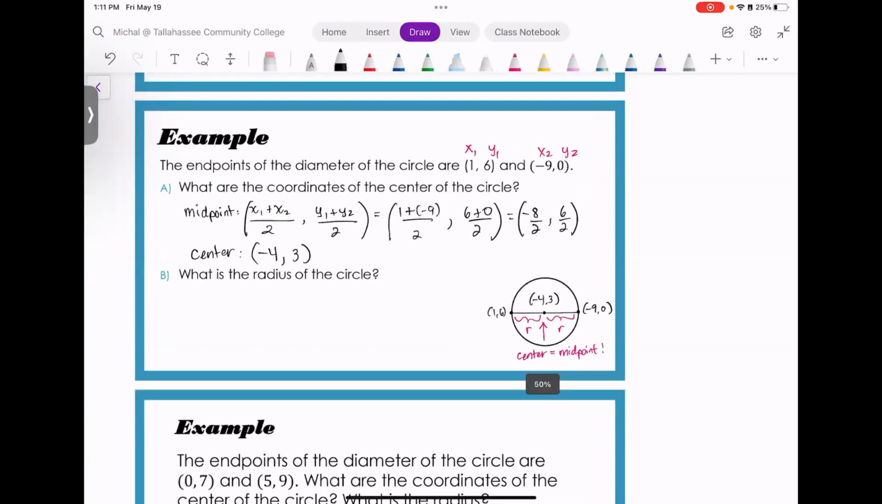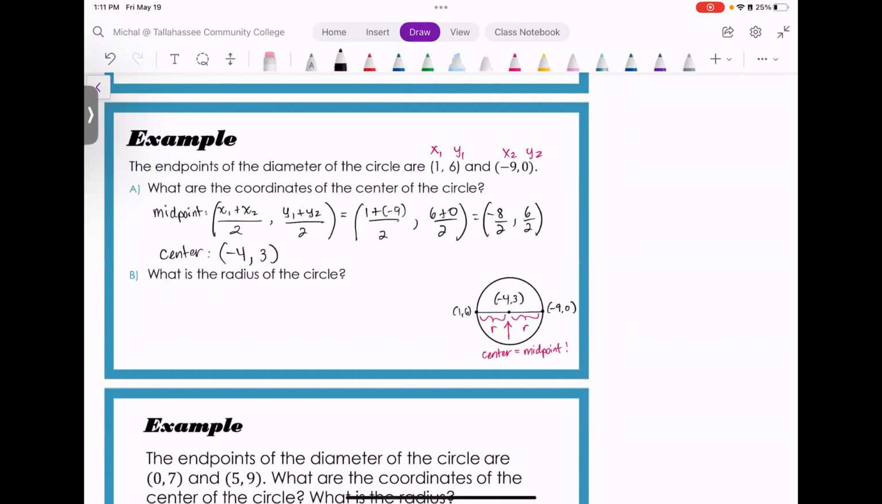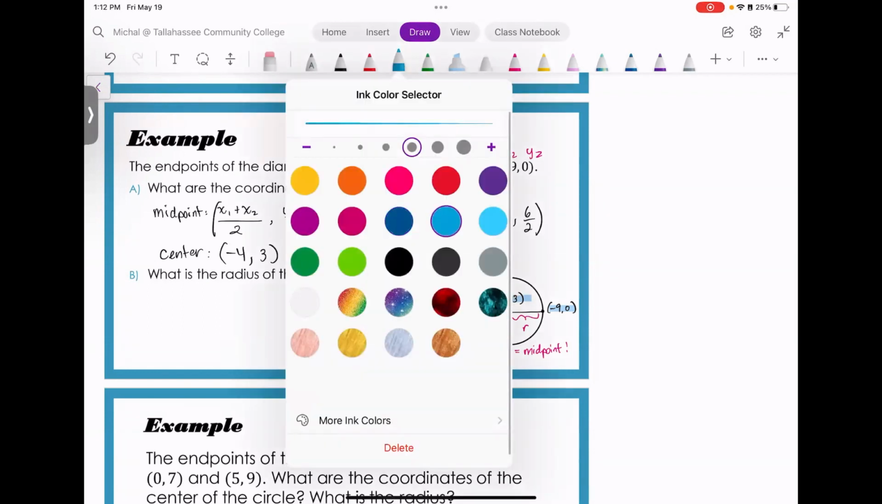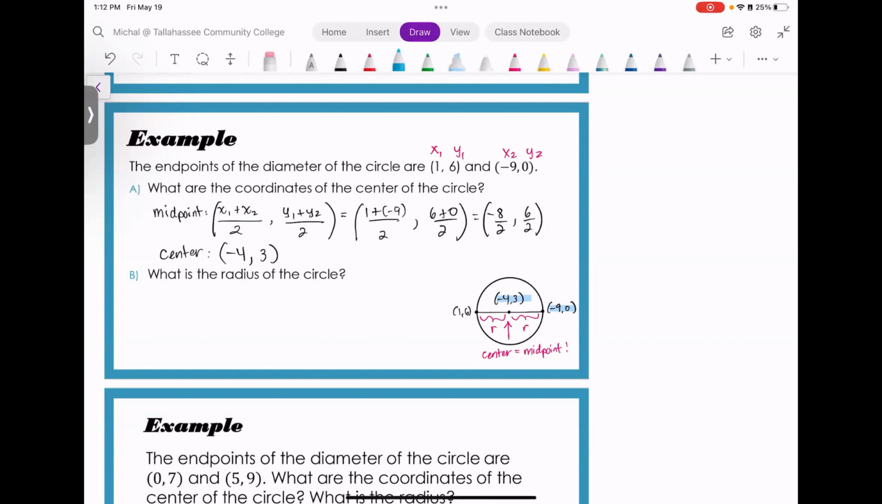Now, in order to find the radius, I'm going to find the distance from that center of -4, 3 to either of my other points. The easiest point to use is probably the one that includes 0. So I'm going to use these 2 points in my distance formula. I'm going to go ahead and label these a new x1, y1, and x2, y2. These are different from the previous problem, okay? I'm actually going to use a different color. Instead of pink, let's go ahead and use turquoise. So we're going to call this x1, y1, and we're going to call -9, 0, x2, y2.